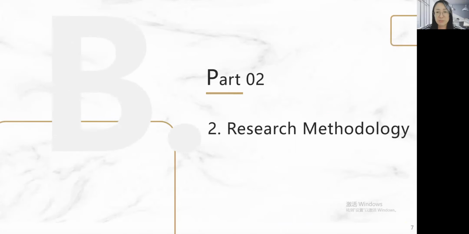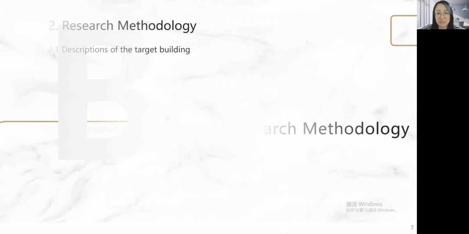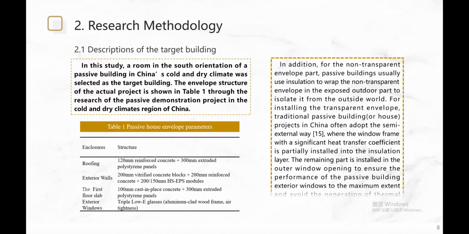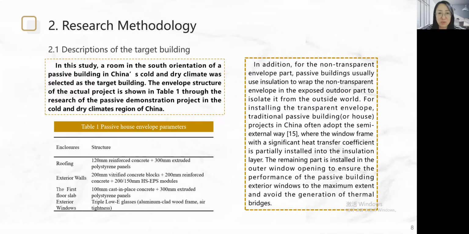Part 2. Research Methodology. In this study, a room in the south orientation of a passive building in China's cold and dry climate was selected as a target building. The envelope structure of the actual project is shown in Table 1, through the research of the passive demonstration project in the cold and dry climate region of China.